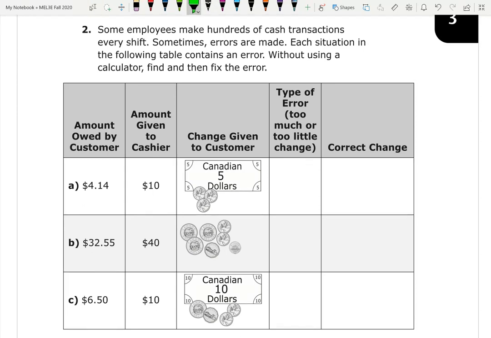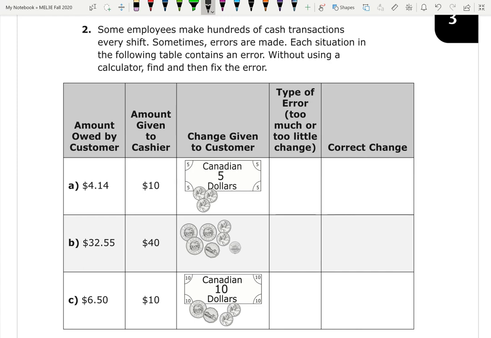The first row, the amount owed by the customer is $4.14. Oh, and one more note, we don't give out pennies anymore. So this 14 would be rounded up to $4.15 automatically, and the computer will do it for you. But you're always rounding up to the nearest 5. So 14 cents would round up to 15 cents. So this customer would actually owe you $4.15. But we're just going to go with $4.14 for this example. It's just good addition and subtraction practice anyways.